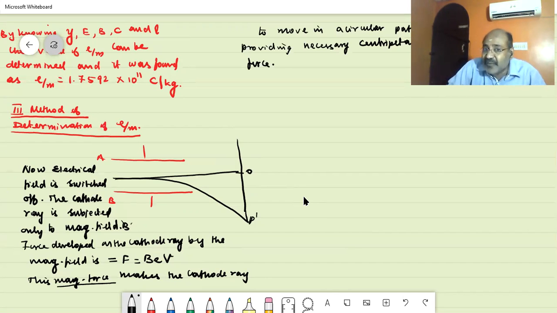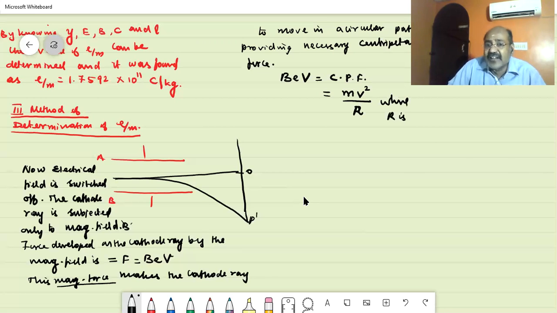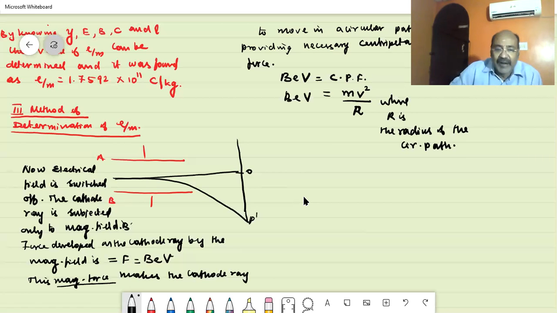What is the magnetic force? The magnetic force is B into e into v. This provides what? This provides the centripetal force. What is the centripetal force? The centripetal force is given by the formula m v squared divided by r, where r is the radius of the circular path. Any difficulty? So we can say B into e into v is equal to m v squared by r.